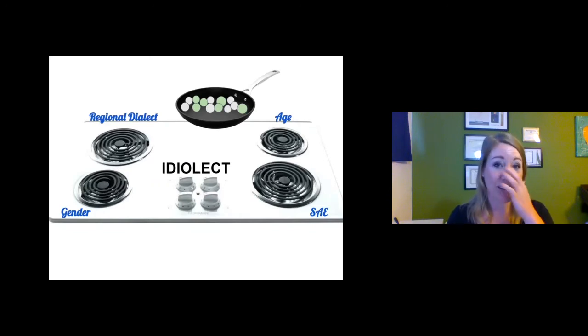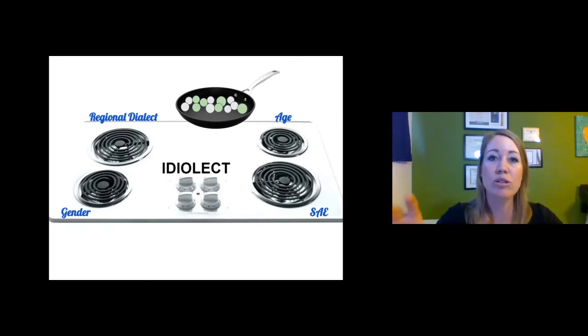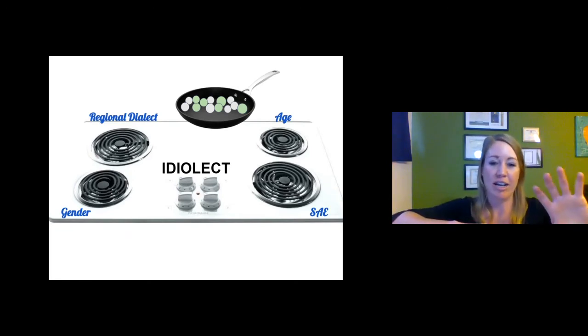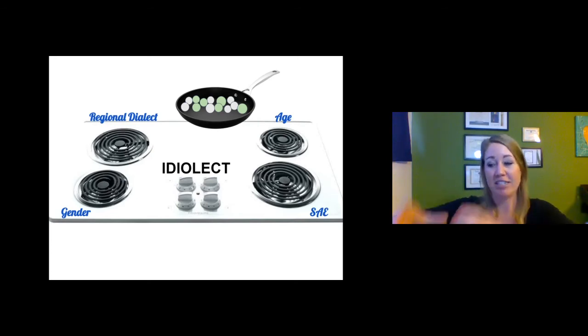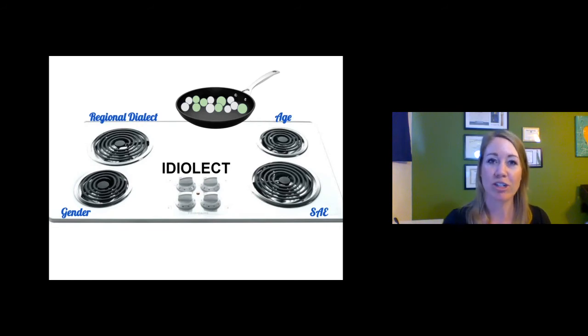So we talk about your idiolect, and I like to talk about the stovetop burner, right? Each of you in this class has your own stovetop burner, and it's got more than 4, right? It's got a burner for everything about you: your age, your ethnicity, your gender. You've got a standard American English burner. You've got your regional dialect burner, and depending on where you're at, you decide what burners you want to turn on and which ones you want to turn off.